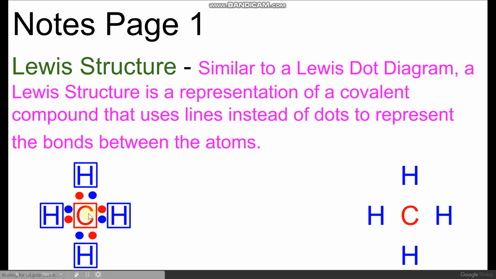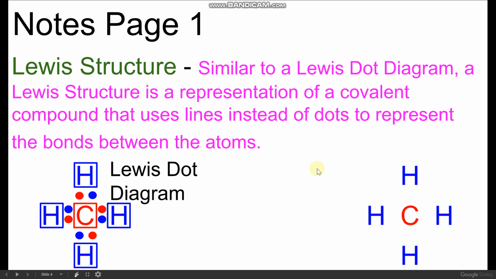Now, when we draw the Lewis dot diagram, it looks kind of like this, right? The carbon brings 4 electrons, and then each hydrogen brings 1 electron. And so we represent the bond with the 2 electrons in between the atoms. So this is the Lewis dot diagram. In the Lewis structure, we use lines instead of dots to represent the bonds between the atoms. So here, each pair of 2 dots, we're going to use a line to represent the bond instead. And so this is a Lewis structure over here.